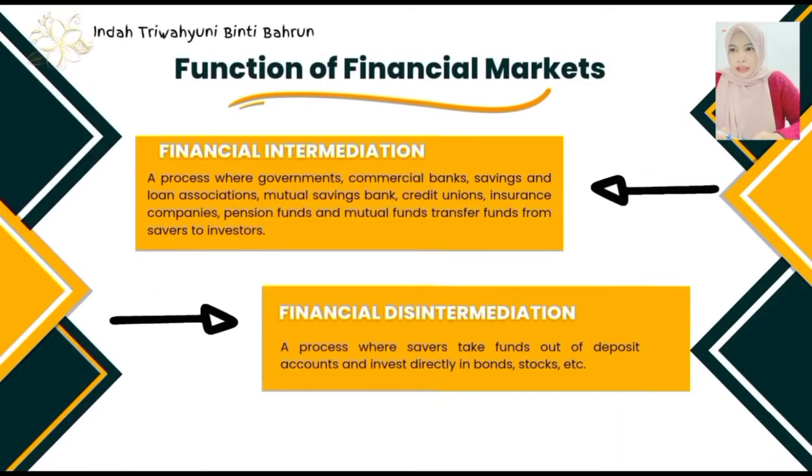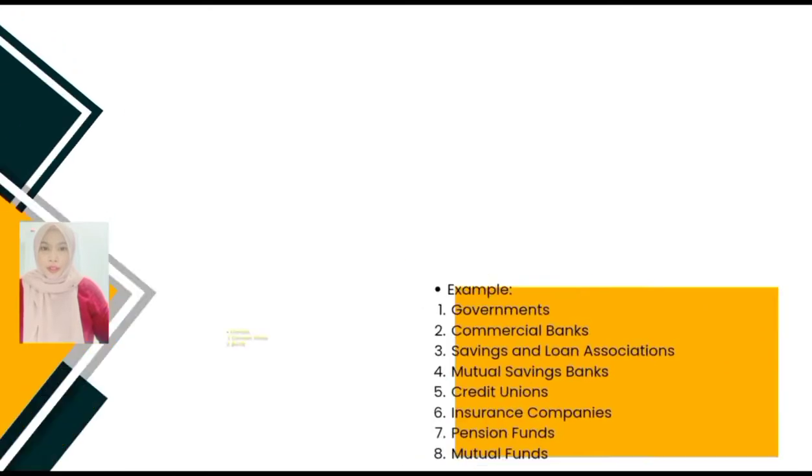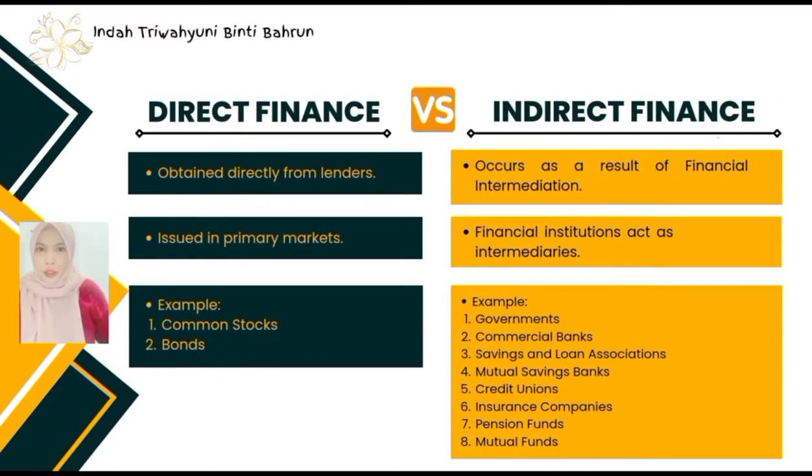Okay, so we go to financial intermediation. The definition of financial intermediation is a process where the governments, commercial banks, savings and loan associations, mutual savings banks, credit unions, insurance companies, pension funds and mutual funds transfer funds from savers to investors. However, financial disintermediation is a process where savers take funds out of a deposit account and invest directly in bonds and stocks.